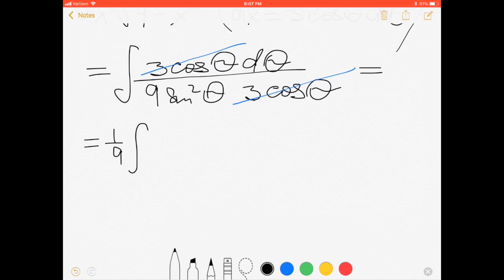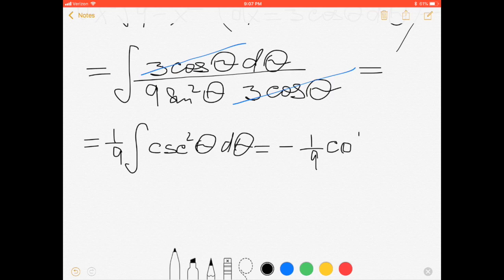And we have 1/9 integral of 1 over sine square, it will be cosecant square theta d theta. As we know, the integral will be minus cotangent theta. This means here we have minus 1/9 cotangent theta plus c.